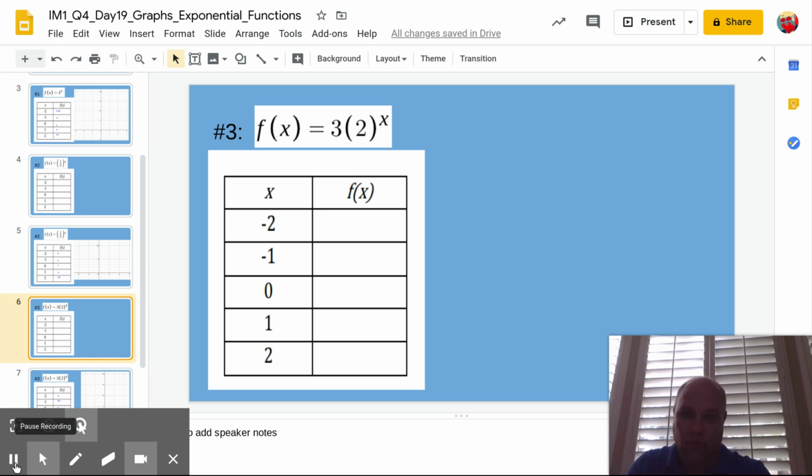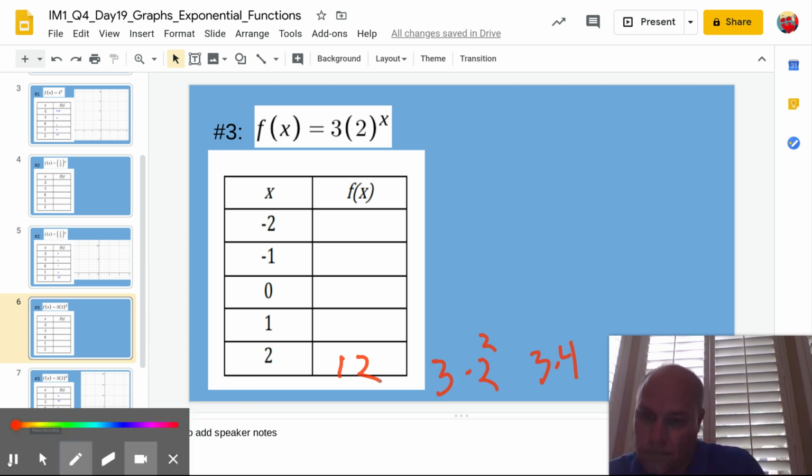Let's start with the easier one. Let's start with x equals 2. What do you get when you substitute x equals 2? I hope you got 12. The way we did it, you go 3 times 2 to the second power. 2 to the second is 2 times 2, which is 4. So then it's 3 times 4. All right, I hope you got 12 for f of x. So it's 3 times 2 squared. 2 squared is 4, so it becomes 3 times 4, which is 12.